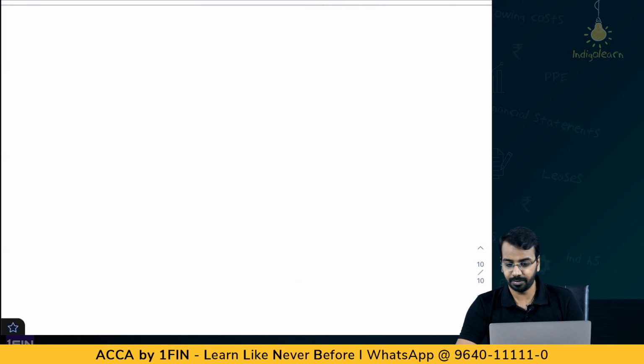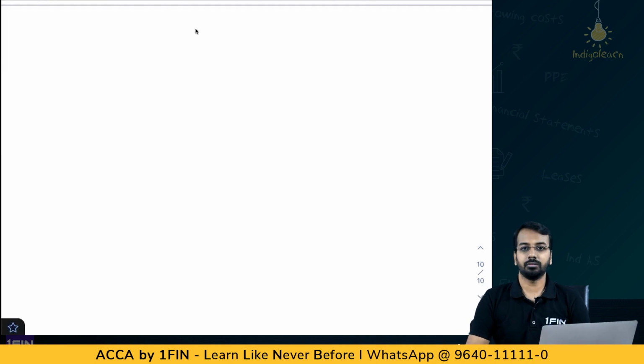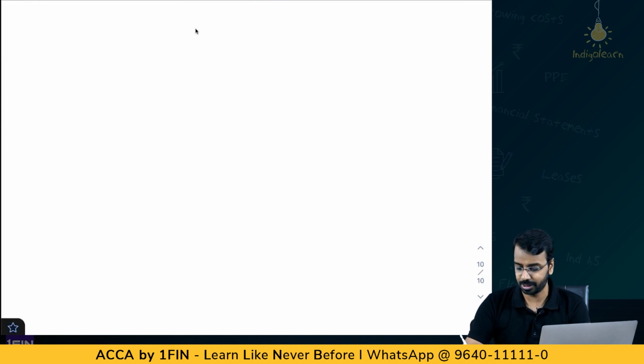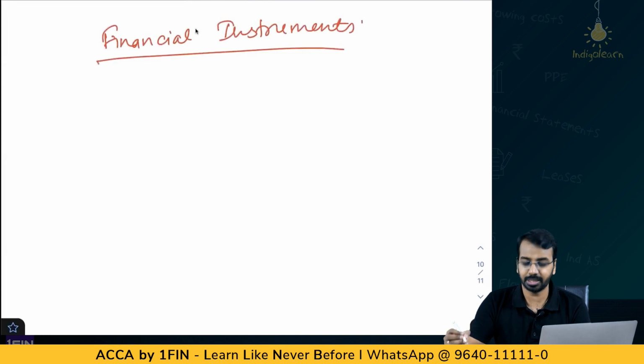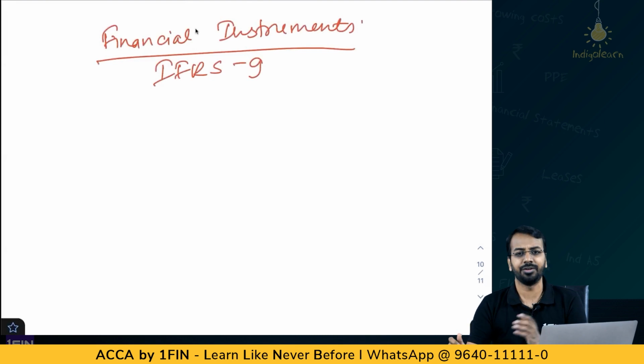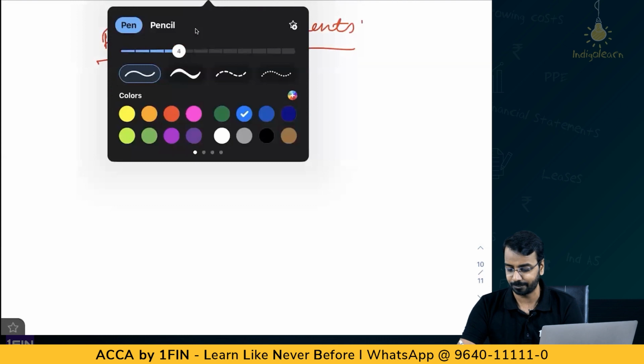Now, in the previous session, we had completed non-current assets broadly. Today, we will be taking up financial instruments. So today, we will start with the next very important and complex topic, which is financial instruments. Financial instruments is covered majorly by IFRS 9. We do have IAS 32 and IFRS 7 for presentation, disclosure, and other purposes. But largely the accounting part is covered by IFRS 9, right?